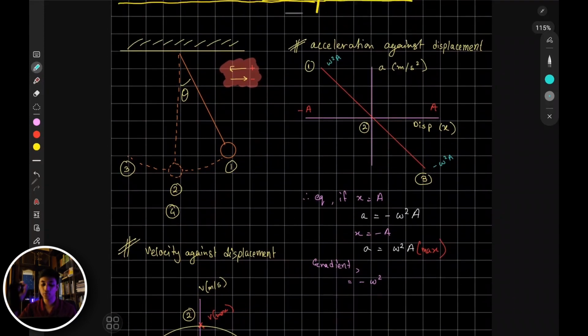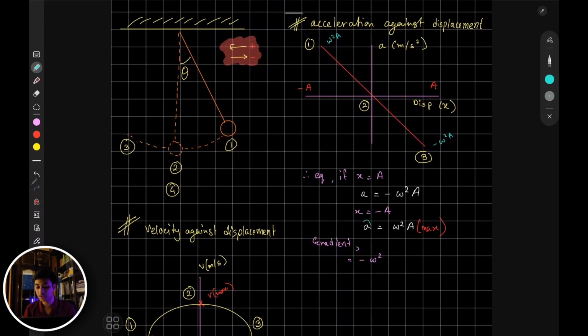Great. Now, if the question asks you what is the gradient of this curve, it's very simple. Since on the y-axis, you're taking a, and on the x-axis, you're taking the displacement or the amplitude. Therefore, what is the gradient? The gradient is minus omega square. Notice that this is a linear line and has a negative slope. Right? What would be a positive slope? This. So the gradient of this curve is minus omega square.